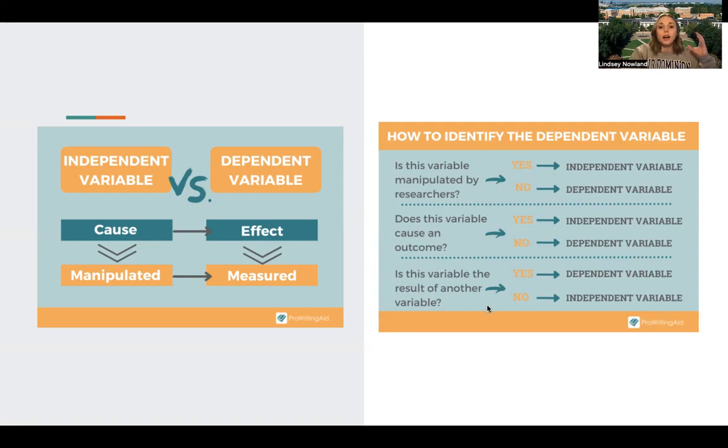Then there is the variable where the result is based off of another variable. So the outcome is influenced by the amount of something or the effect of something. If it's affected by something, then you have the dependent variable. So if this variable is a result of another variable, it is the dependent variable.